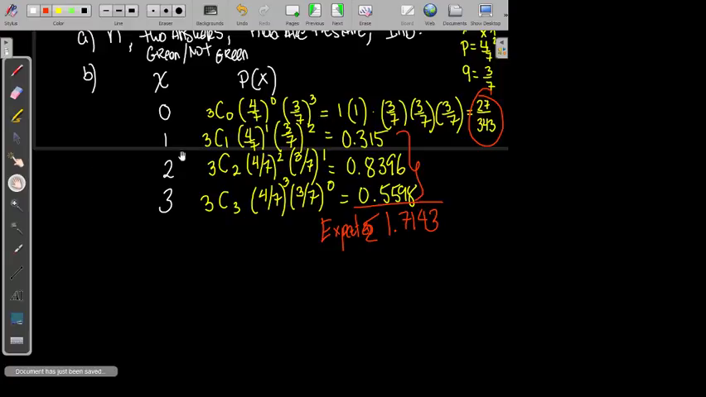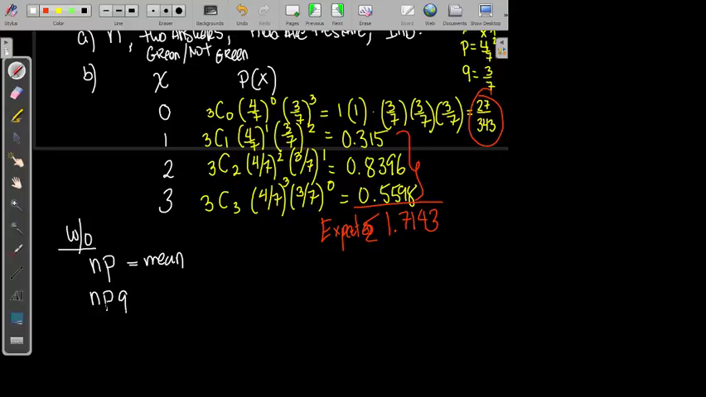How about if you don't have a table? If you don't have a table, then you have formulas for binomial distribution, which is n multiplied times p gives you the mean. If you don't have a table. The standard deviation will be n times p times q. The square root of that will give you the standard deviation. These are formulas that I gave you, for when you don't have these tables, right? All right. What does the last question say?